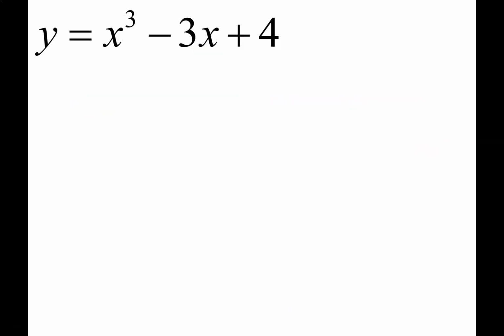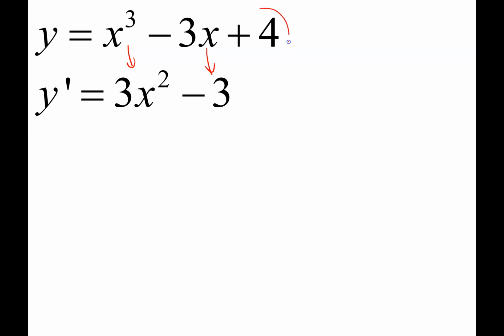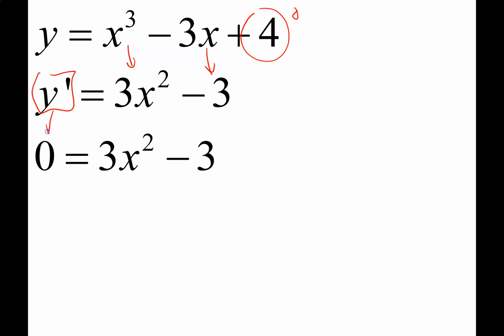So, here's my y. Hopefully you can power rule that and get your y prime. Derivative of x cubed is 3x squared. Derivative of negative 3x is negative 3, and the derivative of the constant is a big fat 0. Now I'm going to set it equal to 0. So here's the tangent slope. To be horizontal, I need the slope 0.